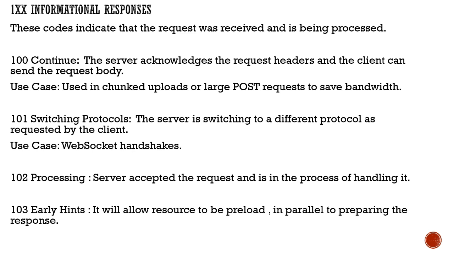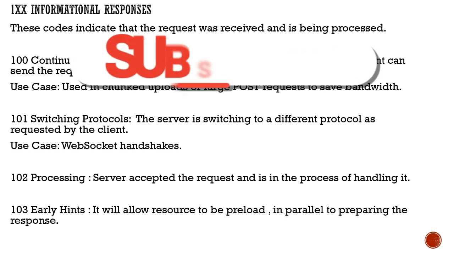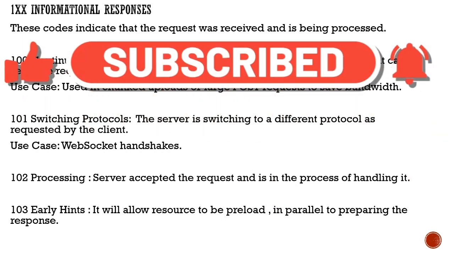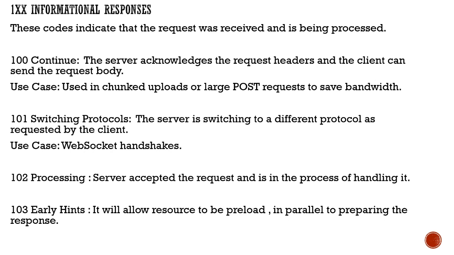Now Processing, 102. As I mentioned, when the request has landed on the server, right, the server accepts the request and is going to handle that particular request. So in that way we use it. Whenever you are seeing that 102, right, it's basically processing that request. Okay, so 103, it's Early Hints. It allows the resources to be preloaded, right? So in parallel to that, it is trying to prepare the response as well. Okay, hope the 1xx informational responses are clear to you.